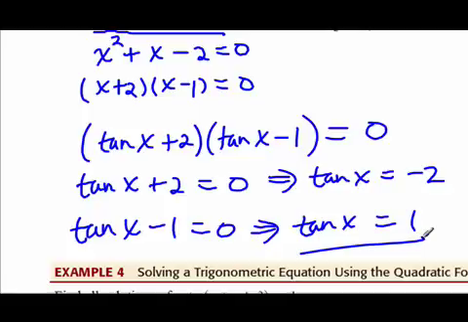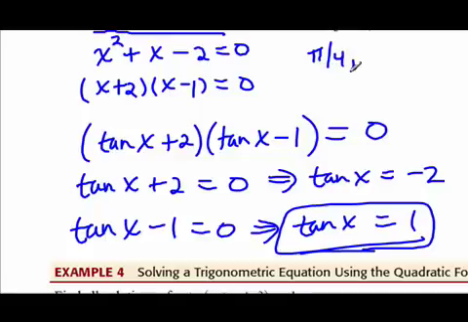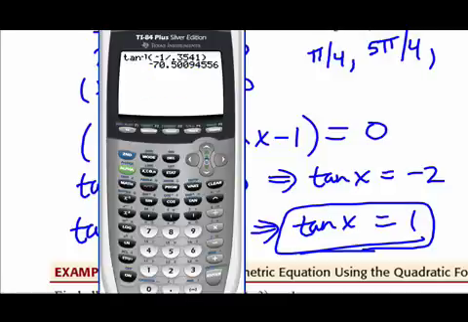Let's do the easy one first. What angle has a tangent of 1? Pi over 4. But I need 2 of them. Again, it would be quadrant 1 and quadrant 3. So this bottom equation gives us 2 answers: pi over 4, and also the quadrant 3 version, 5 pi over 4. How about the one above that? What angle has a tangent of negative 2? It's probably one of our special angles. How about inverse tangent of negative 2? Maybe not.